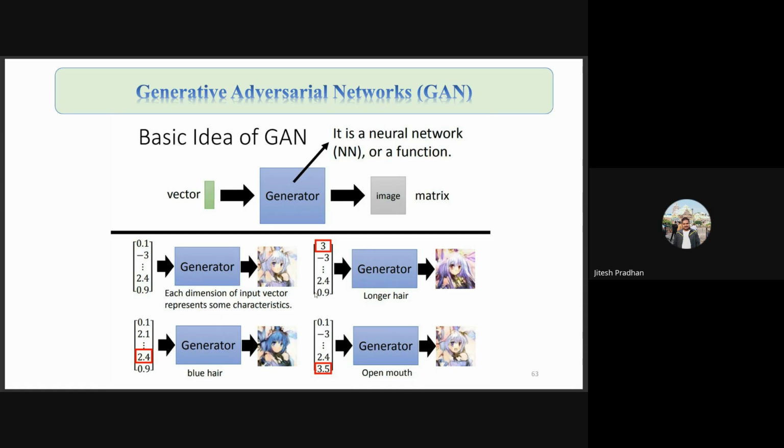After some more iterations, the generator will know that by updating this value we can generate blue hair, and after some time an open mouth. Now suppose we get a query to generate longer blue hair with an open mouth. The generator already knows that it has to pass 3, 2.4 and 3.5.